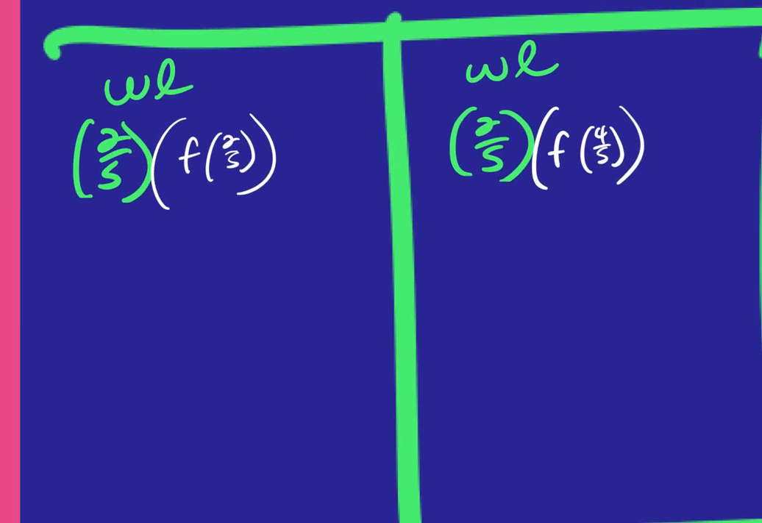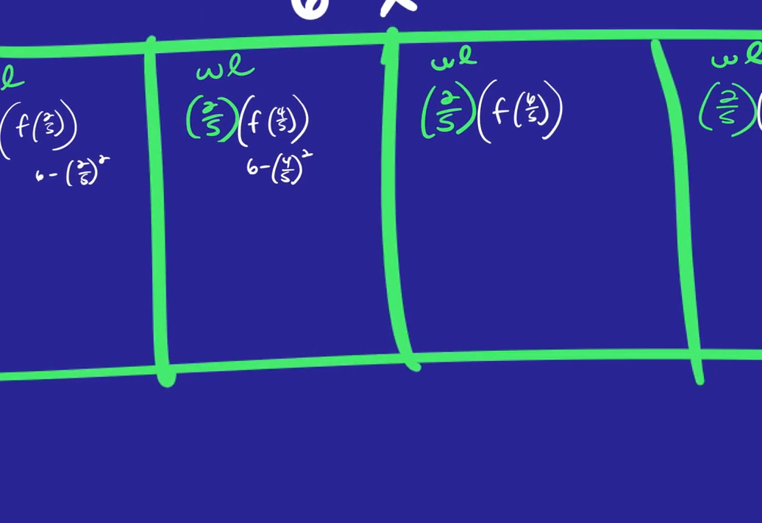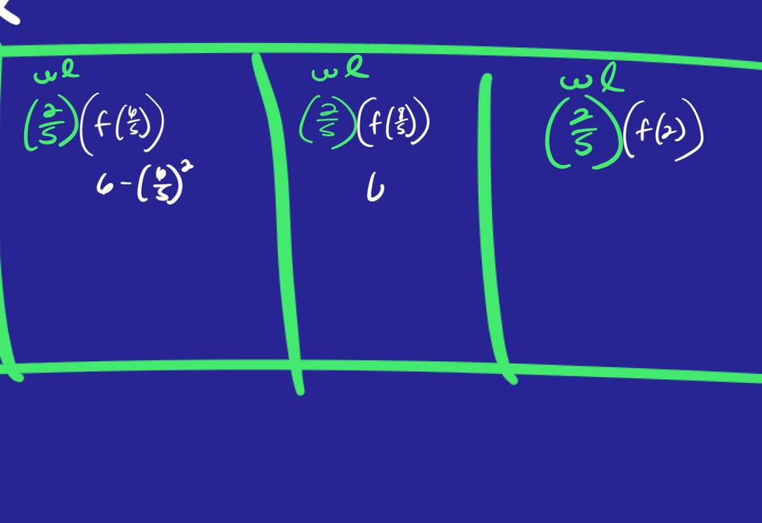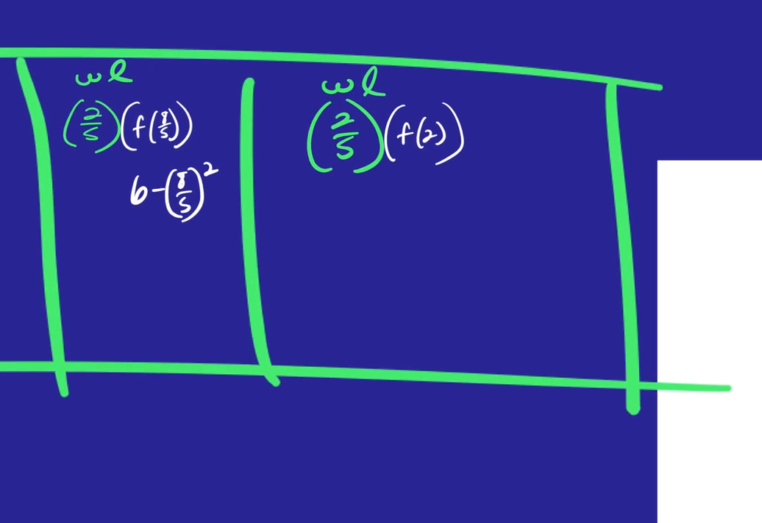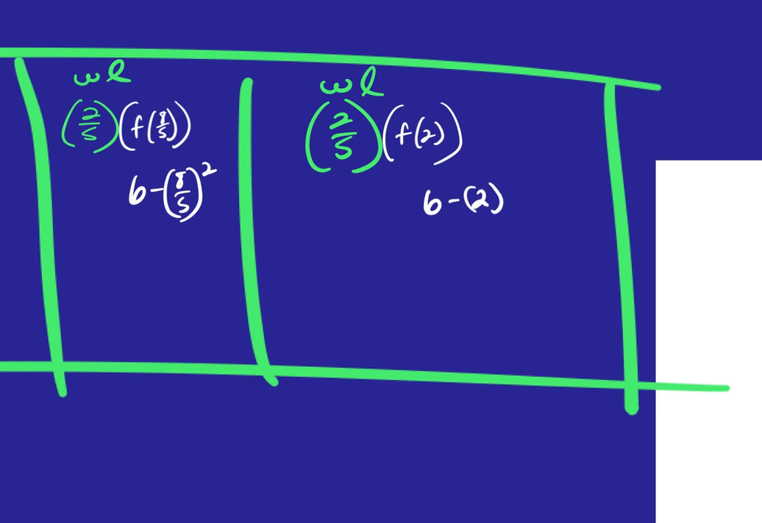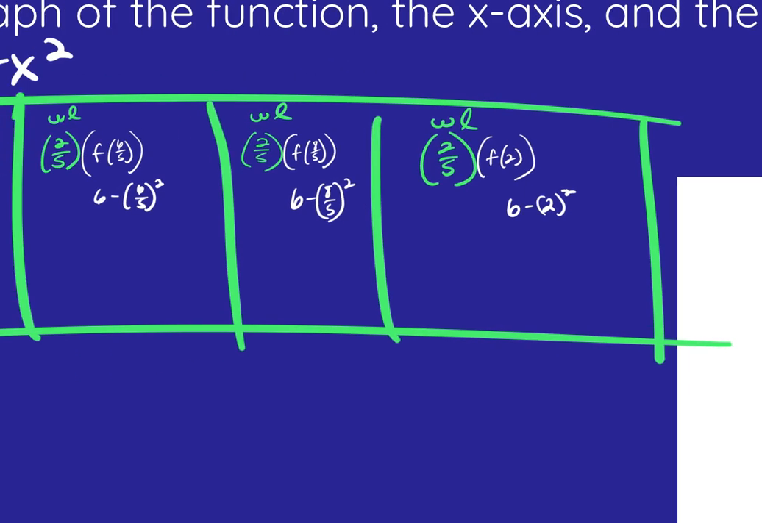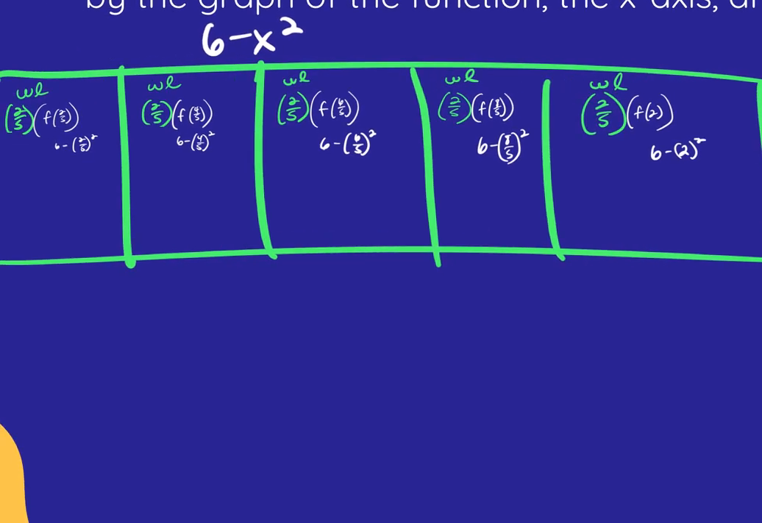So I'm going to save my 2/5, but I'm going to do 6 minus 2/5 squared, 6 minus 4/5 squared, 6 minus 6/5 squared, 6 minus 8/5 squared, and 6 minus 2 squared. That's the easy one. Are you able to turn that into a sigma function?